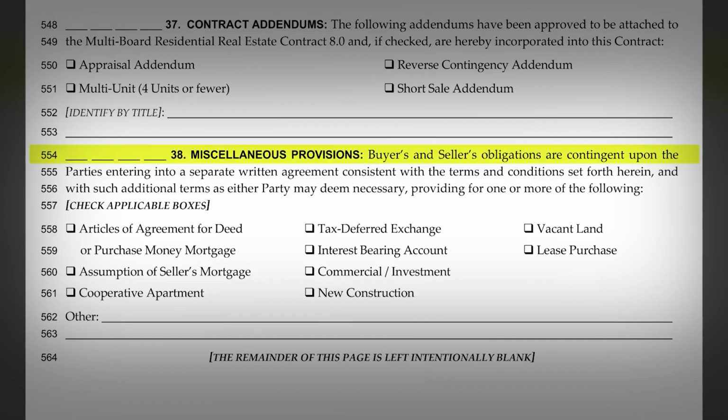Paragraph 38 is miscellaneous provisions. These are those special sale items or special types of sale. So articles of agreement for deed or purchase money, assumption of the seller's mortgage, a co-op apartment, tax deferred exchange, new construction, vacant land, lease to purchase. All of those are a special type of sale and would have an addendum defining the terms. If those apply, one of those boxes should be checked.